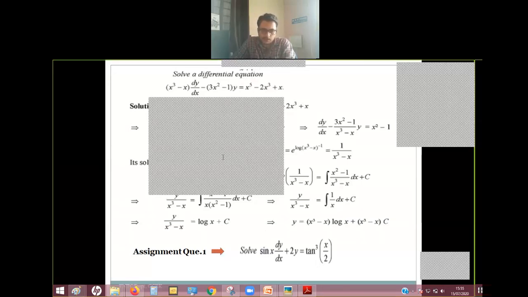sin x dy by dx plus 2y equal to tan cube x by 2. Yes, correct. Solve it on your own. If you are not getting the solution, I will explain the solution of this example on Monday. Okay, so we will stop here.